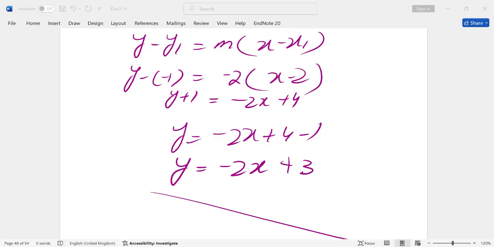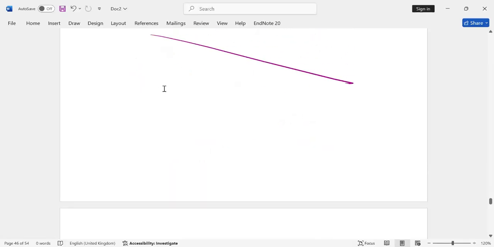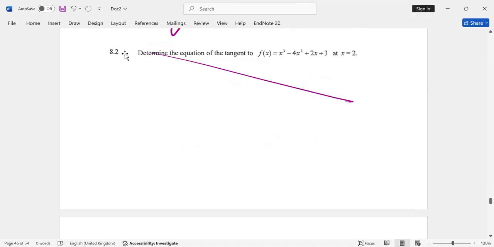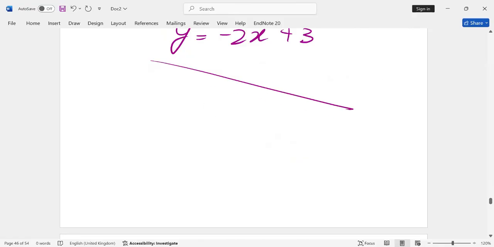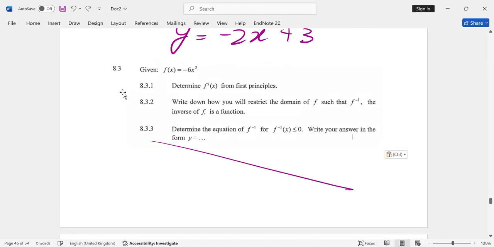So let's move to the next question, which is 8.3, okay? In 8.3, we have the three subparts, 8.3.1, 8.3.2, 8.3.3. So we have the function f of x equals minus 6x squared. Firstly, we have 8.3.1. Determine f prime of x from first principle, okay? So from the first principle, this is the core calculus concept.